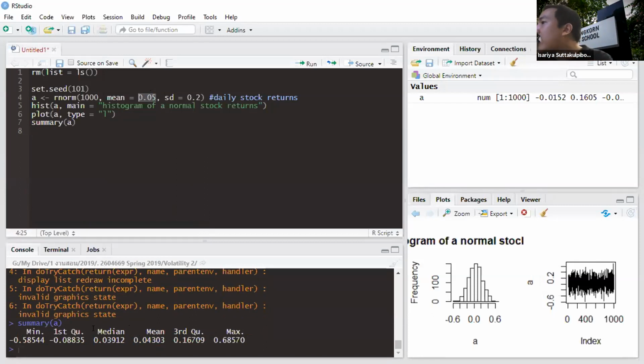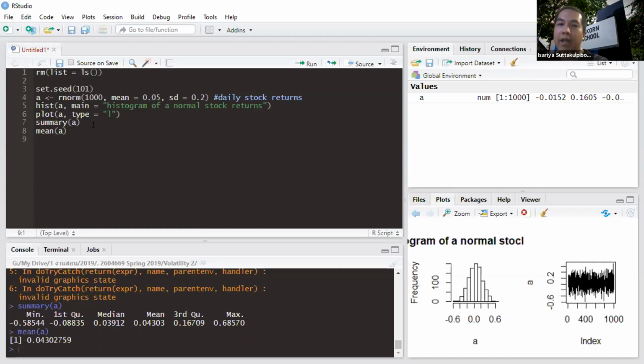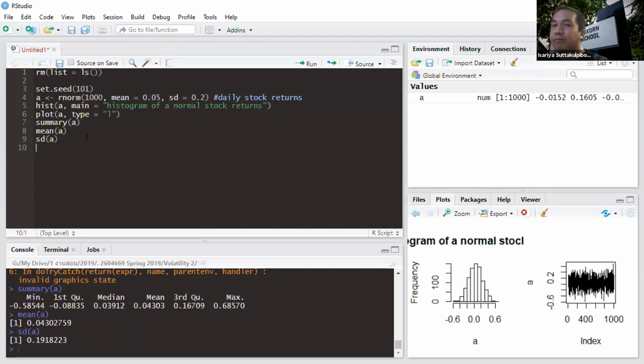And this is the range, first quantile, I would say quintile, no, quantile because there are 4, right? Median, mean, right? You can do mean of A, right? It's 0.043. Standard deviation of A, right? I want it to be 0.2, 20%, right? Theoretically, but when you do the simulation, it's around 0.2. But the point I want to make is skewness and kurtosis.